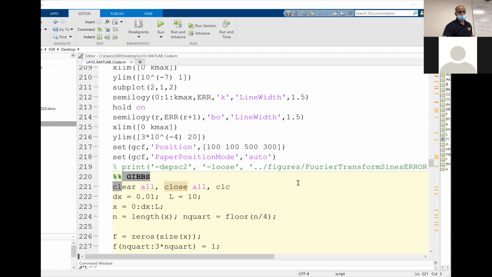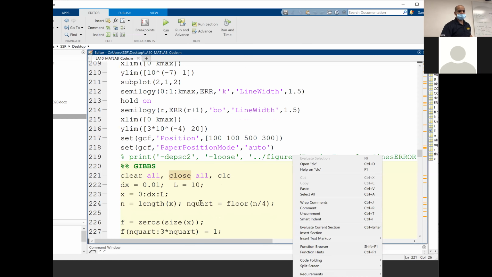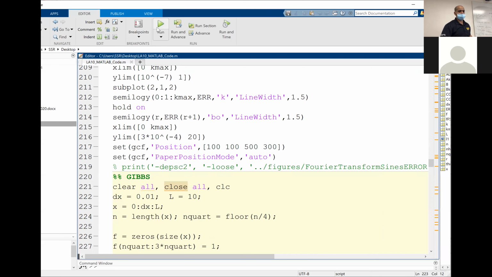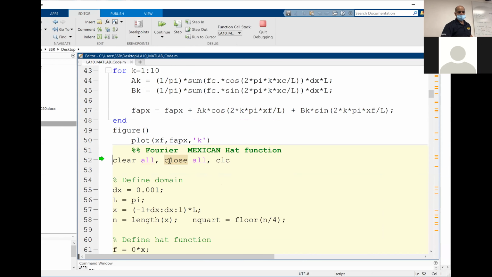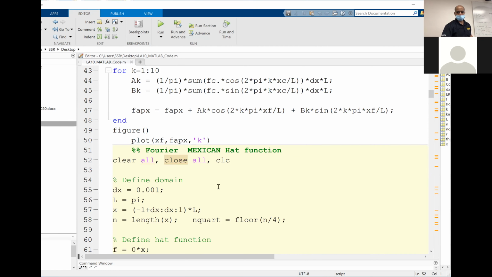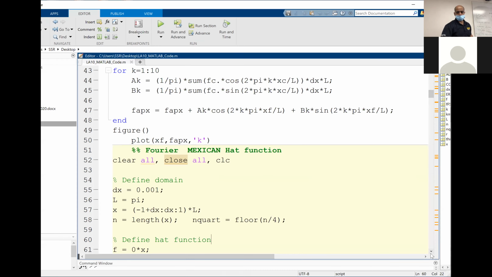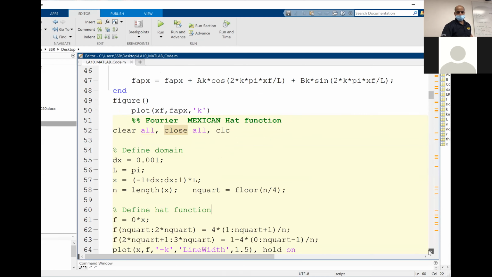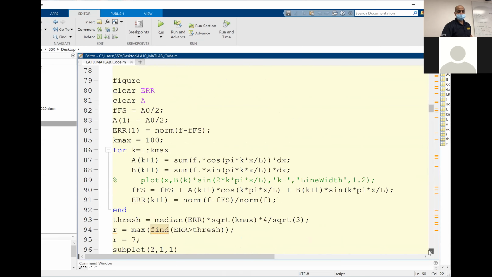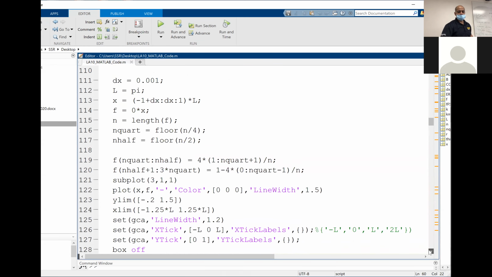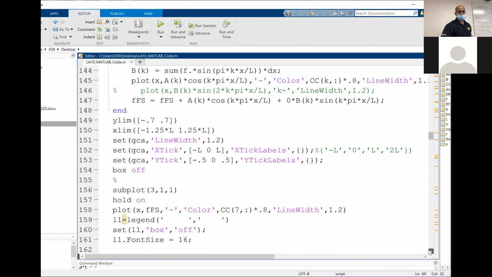The next script actually creates a movie on the Gibbs phenomenon. So run this. Oh, I made a mistake. So with debugging, I'm going to run this section. Please run the next section after the Mexican hat, which is the Gibbs phenomenon, and you will see where the Fourier series does not do well.